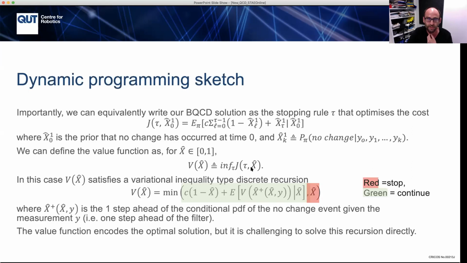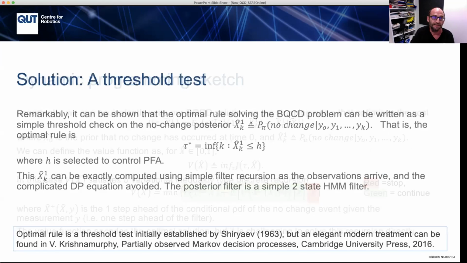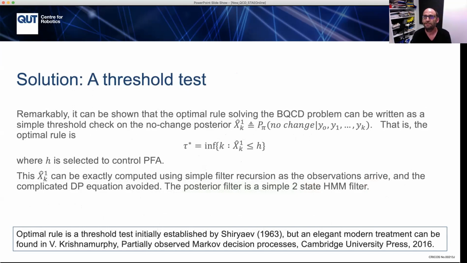So this is like the future cost of continuing to operate, and this is the cost of actually stopping at this time point. And that's the way this recursion works, where this thing here is one step ahead of the filter that's involved in this problem. Now this value function encodes the optimal solution, but as written down, this is challenging to solve directly. The remarkable thing, or perhaps not so remarkable, is that it can be shown that this optimal rule for solving this Bayesian quickest change detection problem can be written as a simple threshold test.